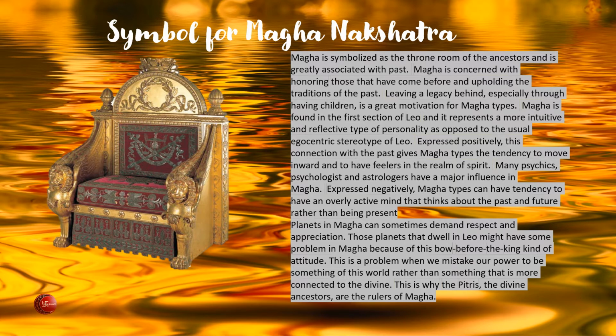And Magha is found in the first section of Leo, and it represents a more intuitive and reflective type of personality, as opposed to the usual stereotype of Leo, which is authoritarian and egocentric. And Magha has a tendency to move inward and to reflect on the past and what came before and who was there before, rather than the present.